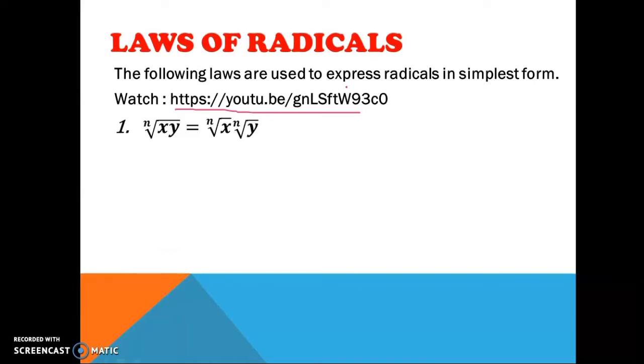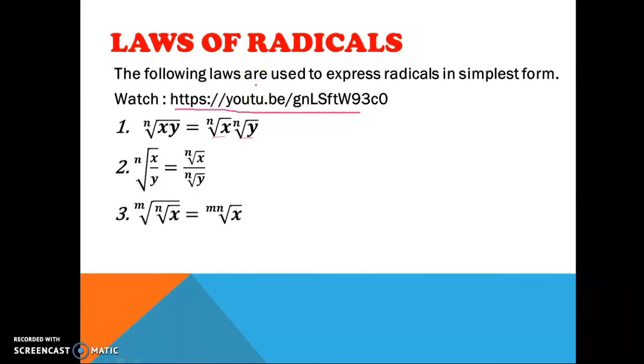So, number 1, nth root of xy is equal to nth root of x and then nth root of y. So, as you can see, pinaghiwalay lang siya. Same lang din siya. Number 2, nth root of x over y is equal to nth root of x over nth root of y. So, ganun ulit.